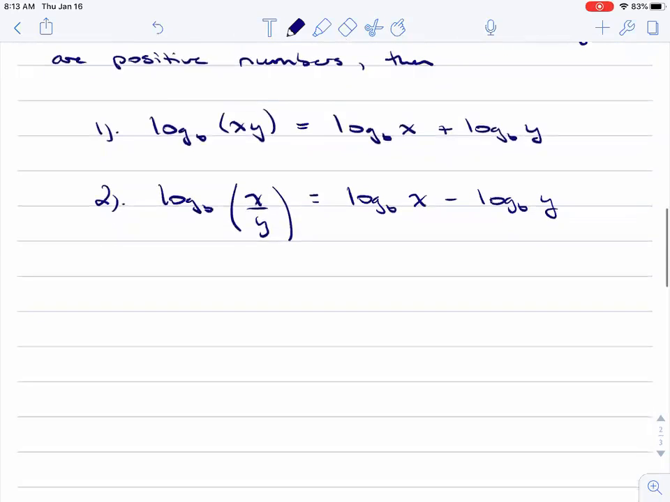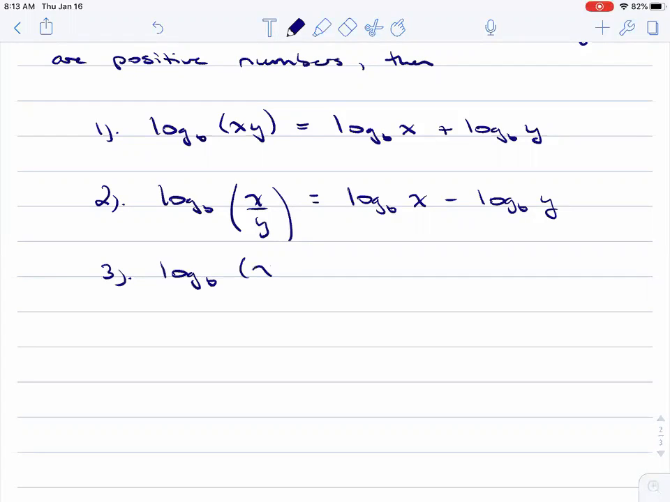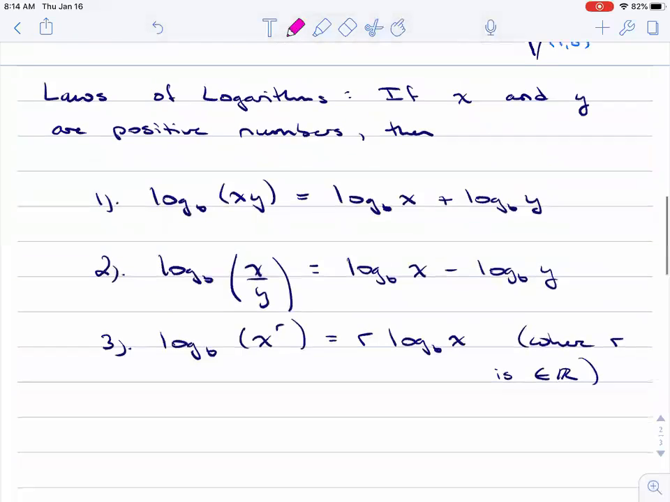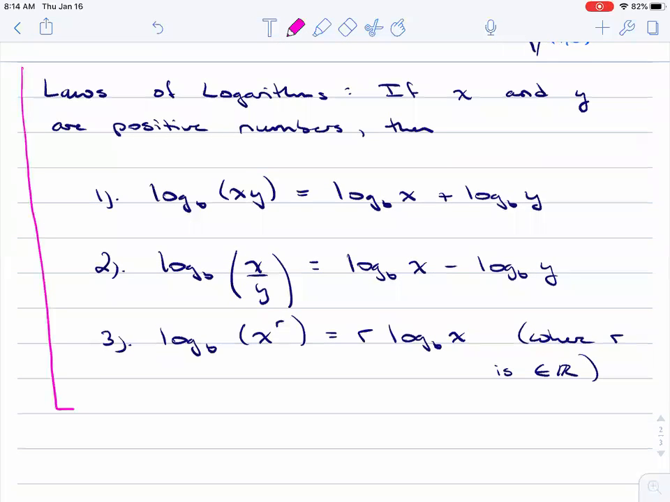Okay. And that comes from the last law, or the last one that we're going to focus on. Log base b of x to the power of r can be rewritten as r times log base b of x, where r is any real number, in the set of reals. Okay, I'll put a box around these laws here.